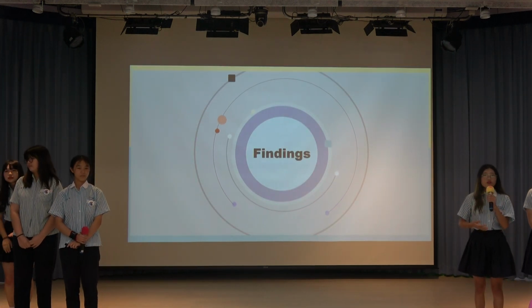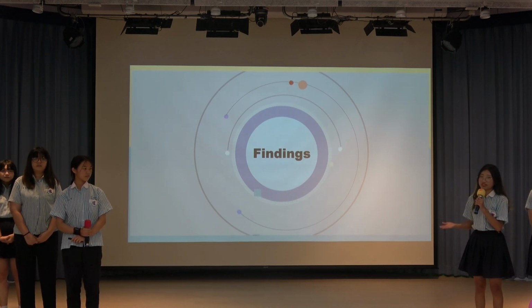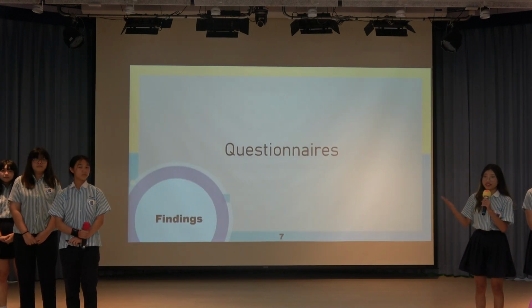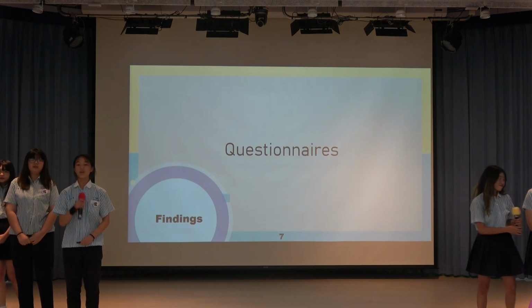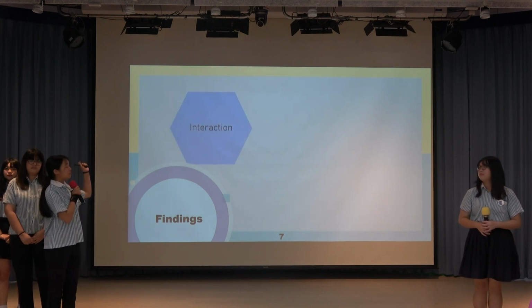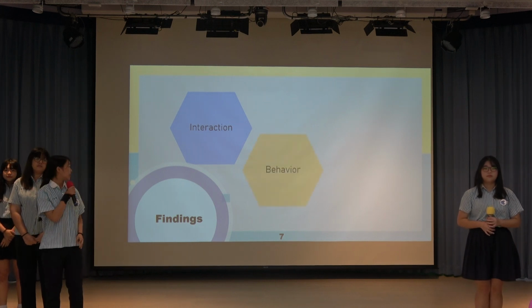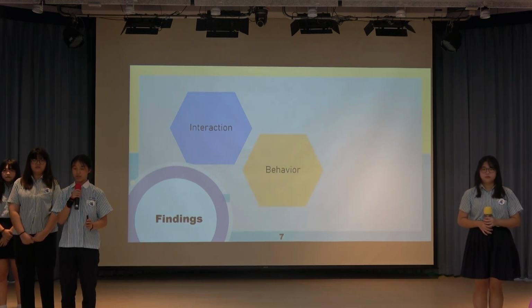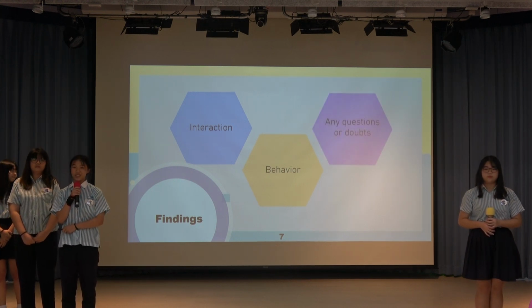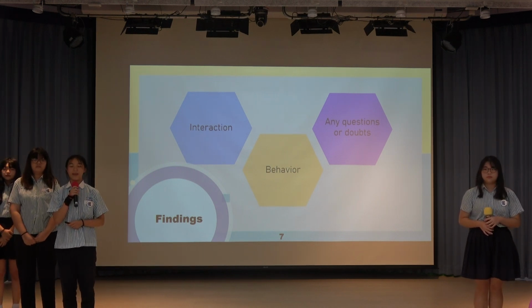In order to understand the regular students' interaction and behavior towards students with special educational needs, as well as their doubts about them, we use the paper and pencil questionnaires and interview to collect the information. The questionnaire is divided into 3 parts. The first part is to investigate the interaction between regular students and students with special educational needs. The second part is to investigate the behavior of the regular student when students with special educational needs encounter difficulty and need help. And the third part is to know if every student has any questions or doubts they want to ask students with special educational needs.